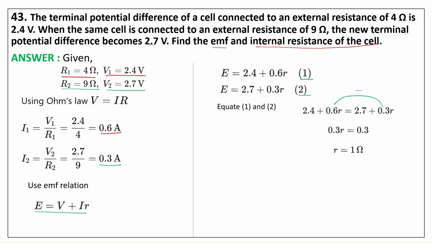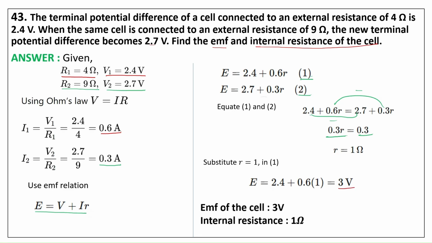We get 0.6 R minus 0.3 R is equal to 2.7 minus 2.4. So, 0.3 R is equal to 0.3. Therefore, R is equal to 1 ohm. Now, substitute R is equal to 1 value in 1. Therefore, E is equal to 2.4 plus 0.6 into 1. E is equal to 3 volt. Therefore, EMF of the cell is 3 volt. Internal resistance is 1 ohm.